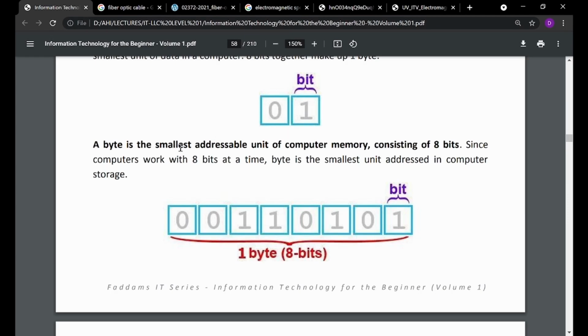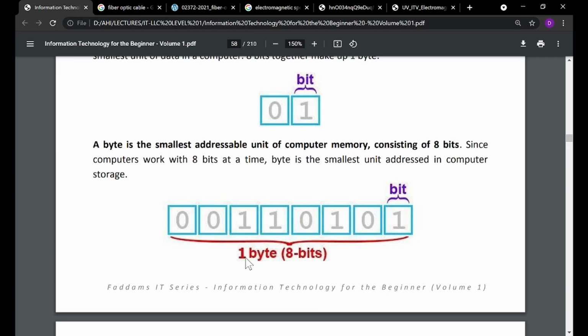Let's talk about byte. A byte is the smallest addressable unit of computer memory, consisting of how many bits? 8 bits. Since computers work with 8 bits at a time, byte is the smallest unit addressed in computer storage. So this code here are 8 bits put together, but we call them what? Byte.